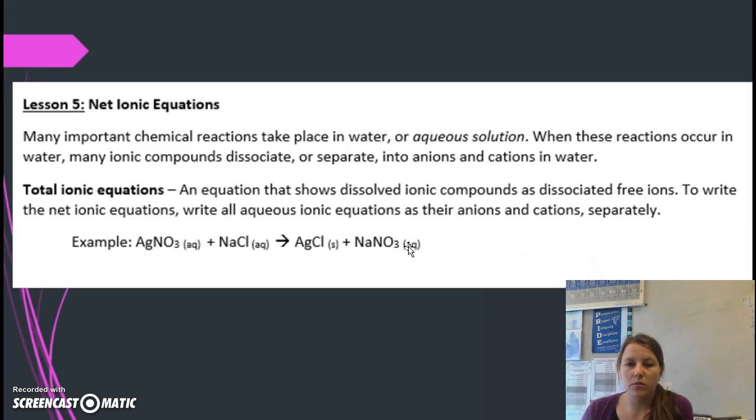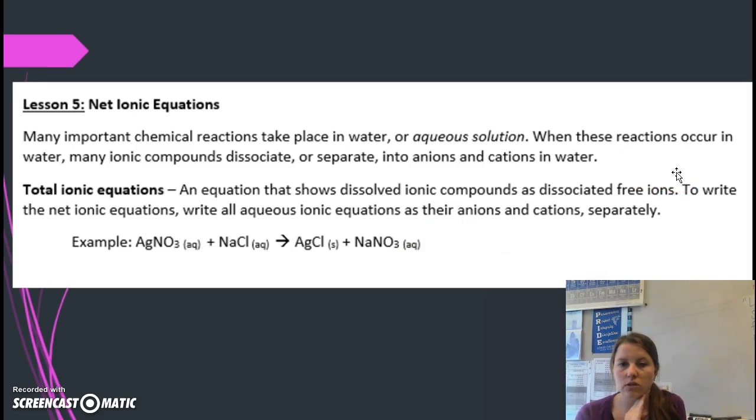So the first thing you need to be familiar with is the vocab for total ionic equation. A total ionic equation is an equation that shows dissolved ionic compounds as dissociated free ions. To write the total ionic equation, you want to write all aqueous ionic compounds as their anions and cations separately. In this first example, we have silver nitrate reacting with sodium chloride, and that's going to form silver chloride and sodium nitrate.